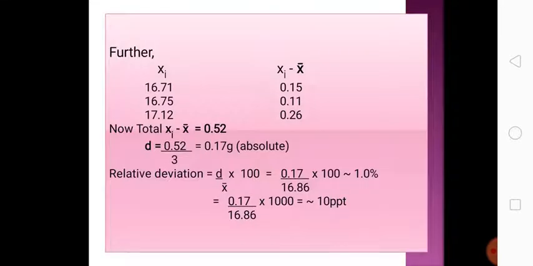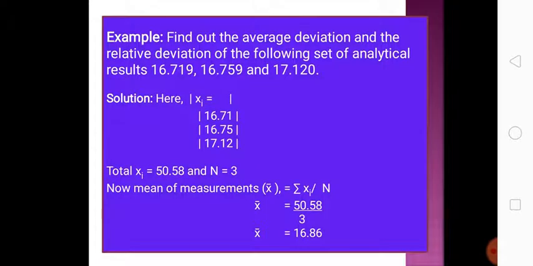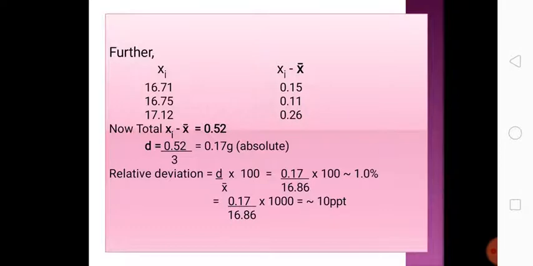Further, we have the values of xi and we can find the value of xi minus x bar. The value of x bar mentioned in the above slide is 16.86, and it is subtracted from the value of xi. So now the total of xi minus x bar is 0.52 after the addition. So this value is called the deviation.